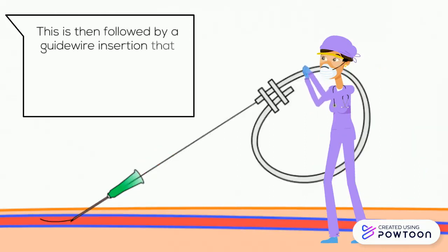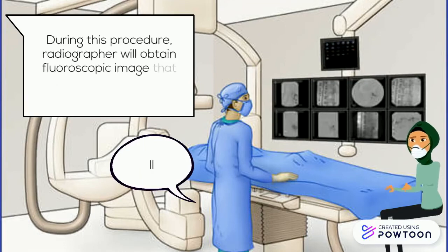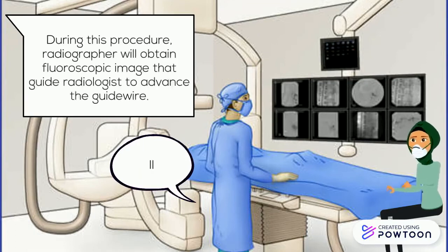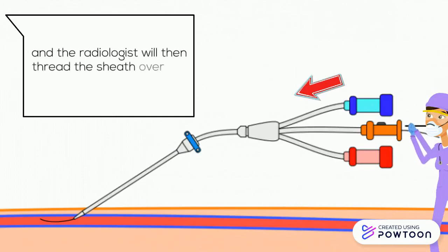This is then followed by a guide wire insertion that advances to the thoracic aorta, since the area of interest will be at T5 to T10 region in this case. During this procedure, the radiographer will obtain fluoroscopic images that guide the radiologist to advance the guide wire. Once the guide wire is at the region of interest, the needle will be removed, and the radiologist will then thread the sheath over the guide wire.